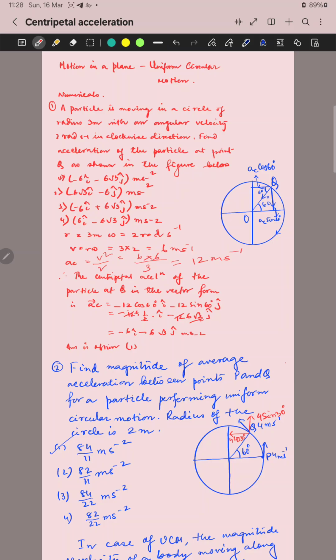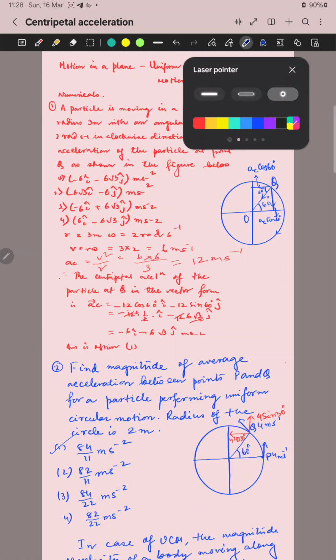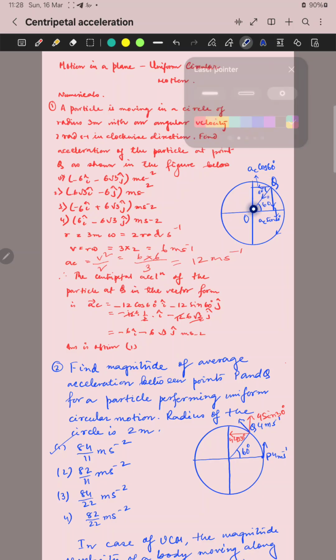So the centripetal acceleration at the point Q in the vector form is minus 12 cos 60 i cap minus 12 sin 60 j cap. Now why am I writing this? Please refer to the figure. Here we have already calculated the magnitude of the centripetal acceleration directed towards the center O, 12 meter per second square.